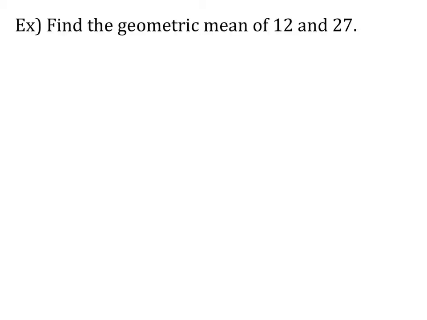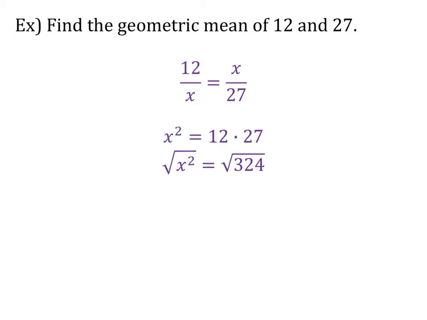All right, let's find the geometric mean of 12 and 27. First, start by placing the 12 and the 27 in the a and the b position, and then x in the other positions. So your 12 goes here, 27 goes here, and then your x, same variable in the other two positions. Your cross products would result in x squared equals 12 times 27. 12 times 27 is 324. Then you would square root both sides, looking to undo the radical. And since 324 is a perfect square, x equals 18.